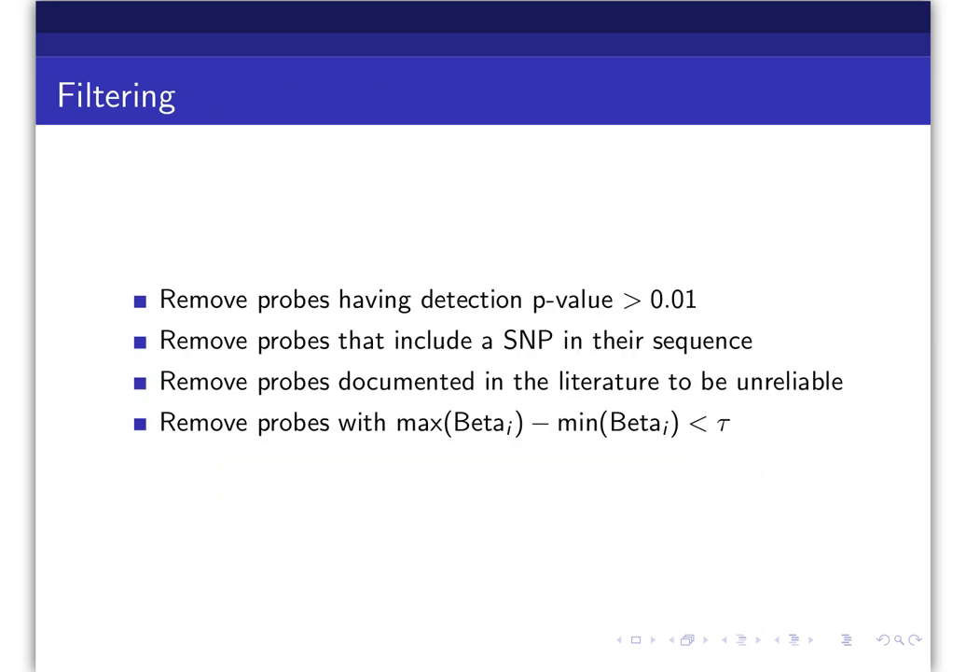Before statistical analysis, filtering methods are commonly applied. This often includes removing the probes for which the detection p-value indicates the signal is no different from background, removing the probes that have been identified to include a single nucleotide polymorphism in their sequence, removing the probes documented in the literature to be unreliable, or removing probes that have small differences in the beta values across all samples.